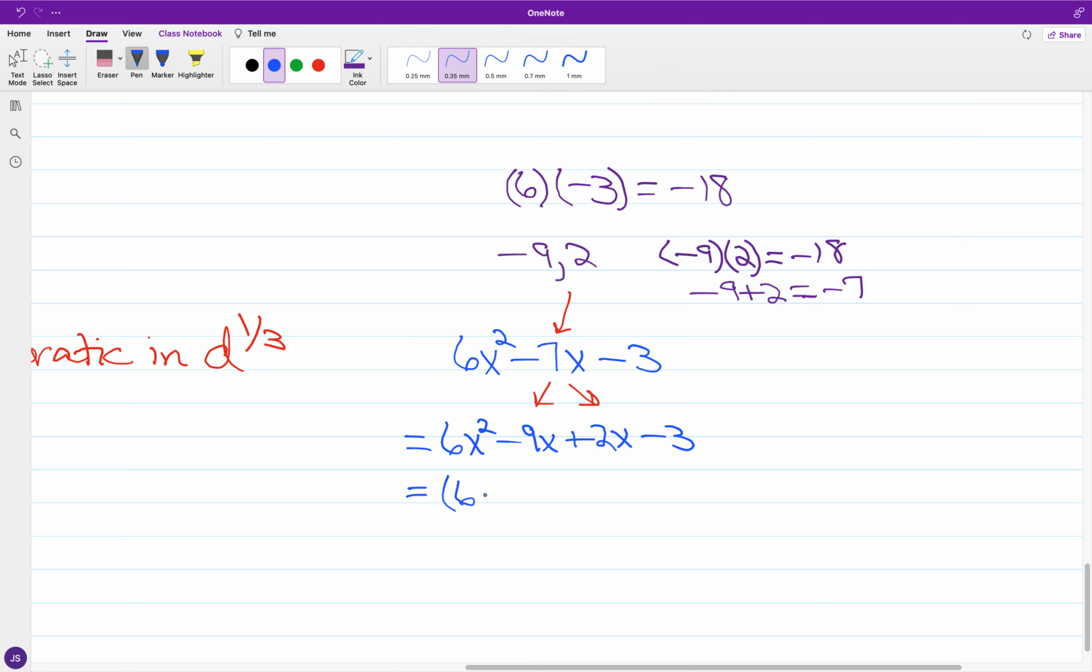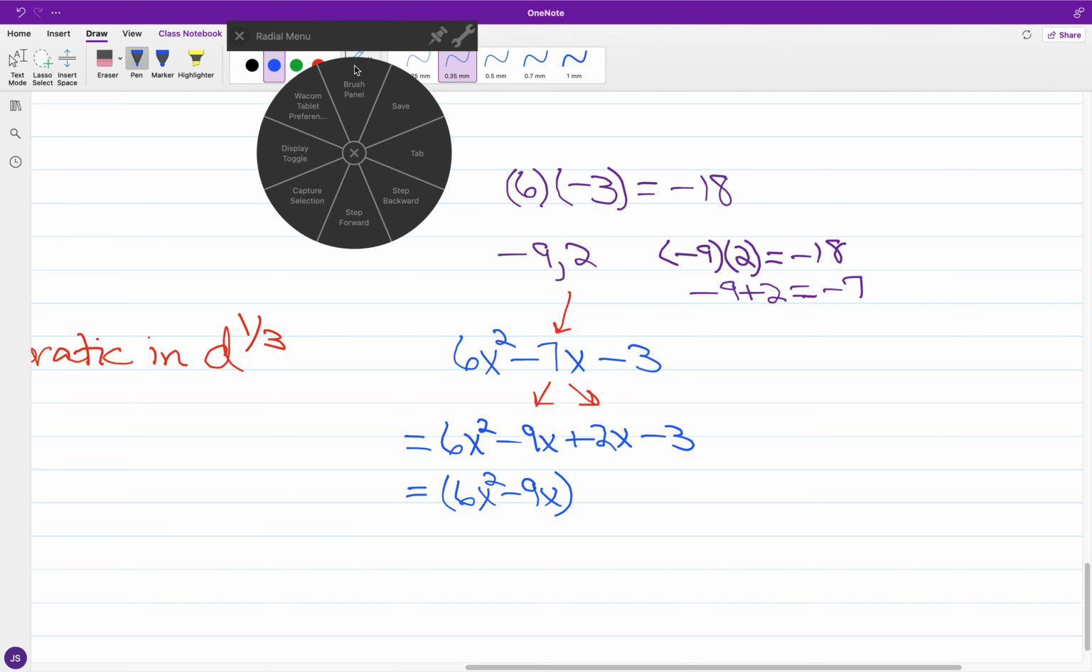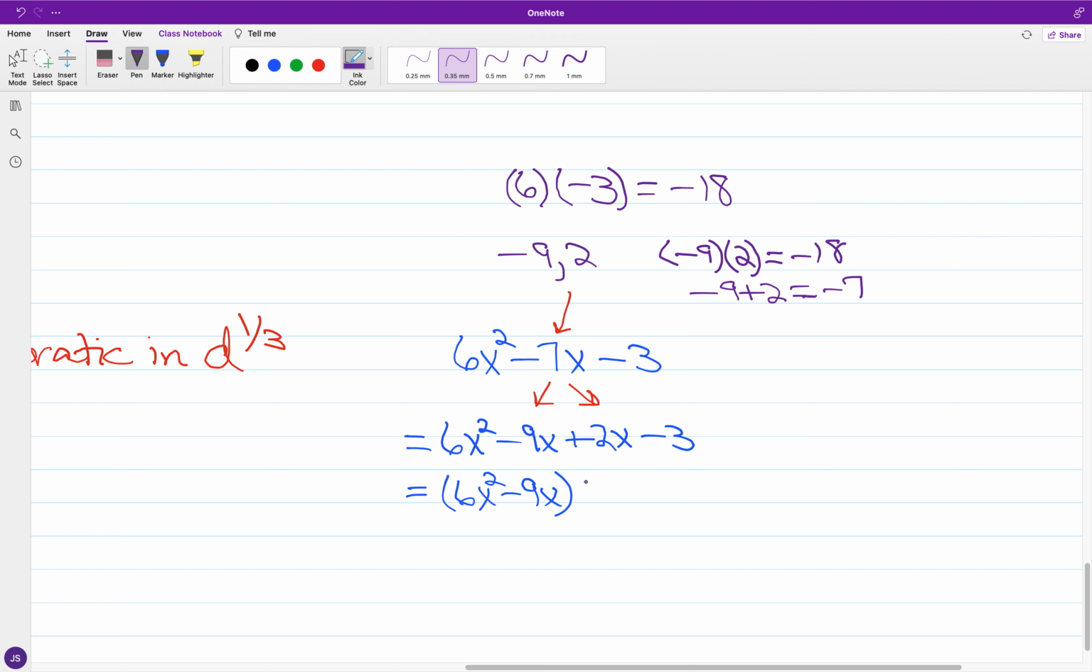Now looking at factoring by grouping, you have 6x squared minus 9x, plus the quantity of 2x minus 3.